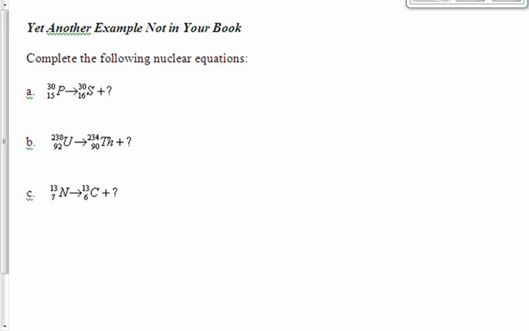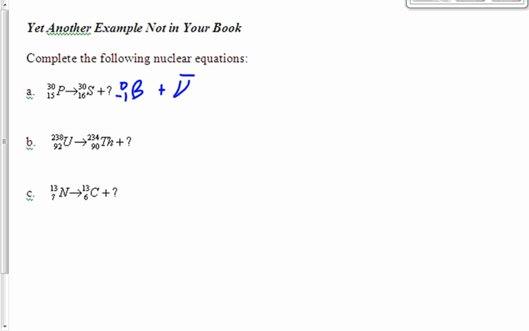Let's do another one here. Complete the following nuclear reactions. Phosphorus goes to sulfur plus what? Well, 30 plus 0 equals 30. 16 plus negative 1, not 1, but negative 1 goes to 15. That's going to be a beta particle. Anything else? Antineutrino. Good.